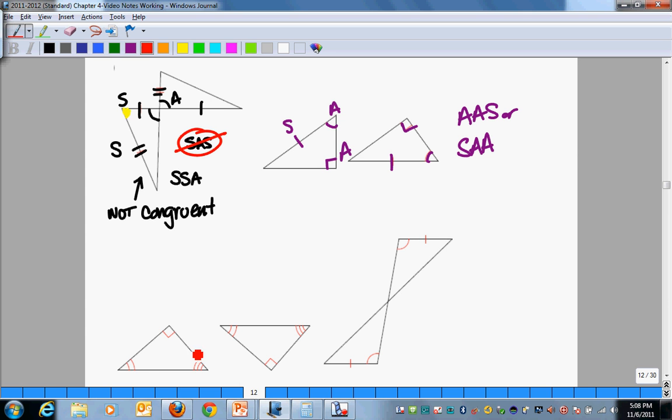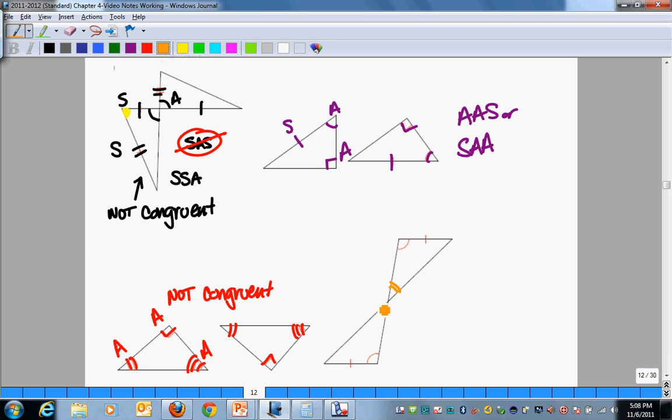This one, all we have is 3 sets of angles. We do not have any sides involved. Because of that, they're not forced to be congruent. They will keep the same shape, but the size of the triangles could change. So we would say this is not congruent. Take a look at this last one.